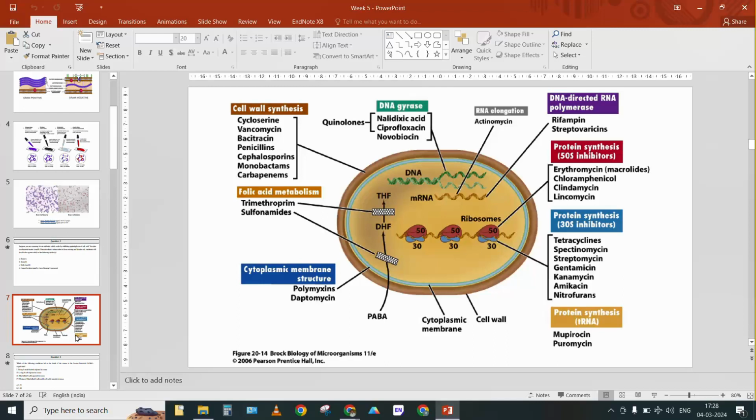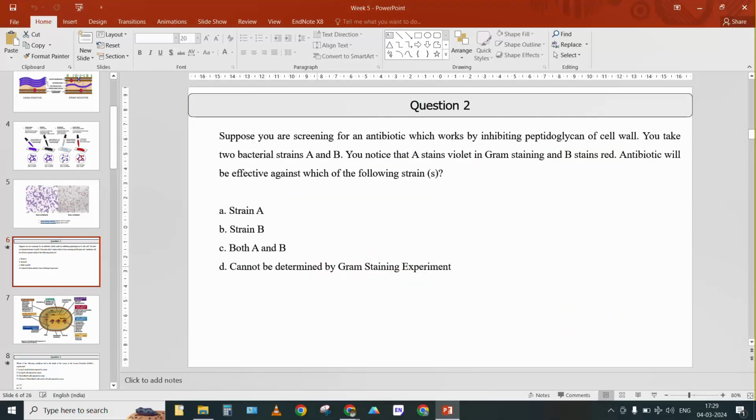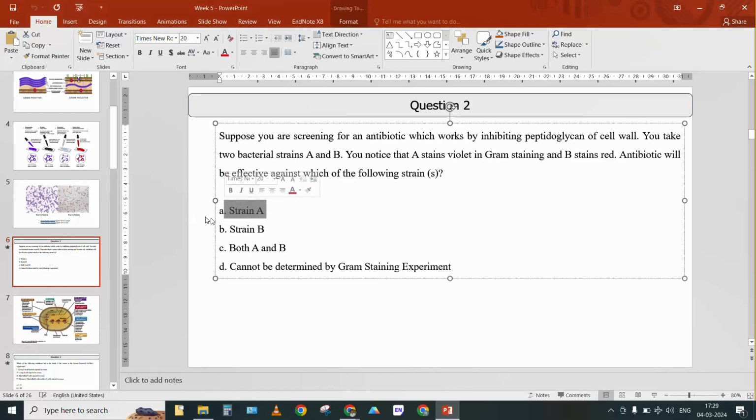So it may not be as effective against strain B. The Gram-negative strain that stains red has a thinner peptidoglycan layer and is less affected by the antibiotic designed to inhibit peptidoglycan synthesis. So coming back to the question, according to the theories, option A could be the right one. The antibiotic will be effective against strain A. The correct answer for question 2 is option A, that is strain A.